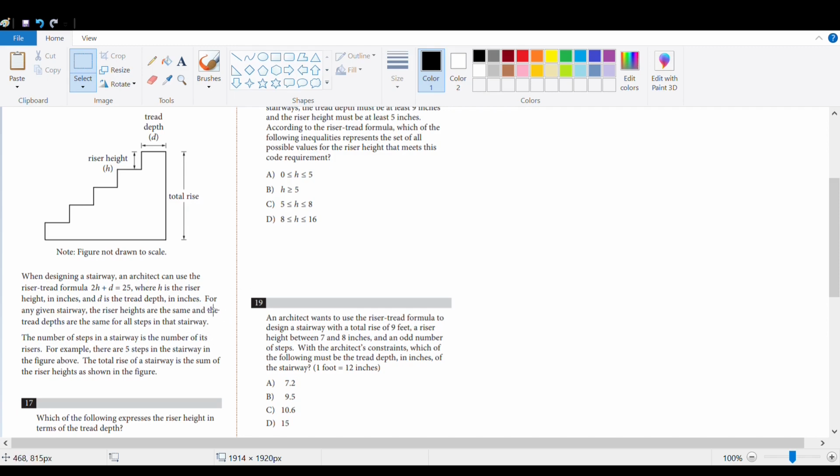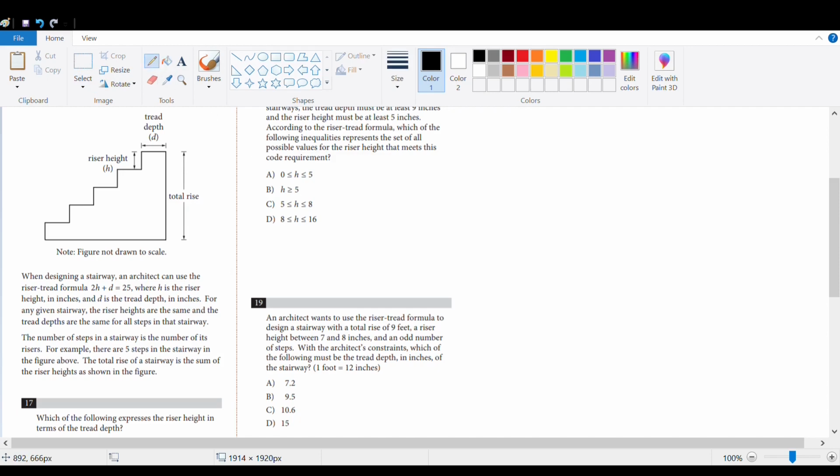For any given stairway, the riser heights are the same and the tread depths are the same for all steps in that stairway. The number of steps in a stairway is the number of its risers. For example, there are 5 steps in the stairway in the figure above. The total rise of a stairway is the sum of the riser heights as shown in the figure.